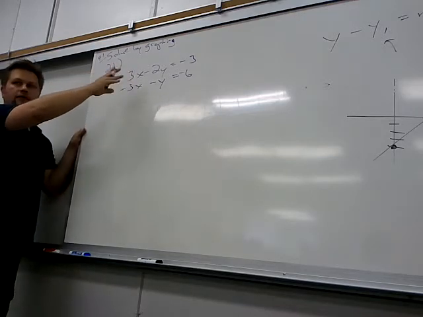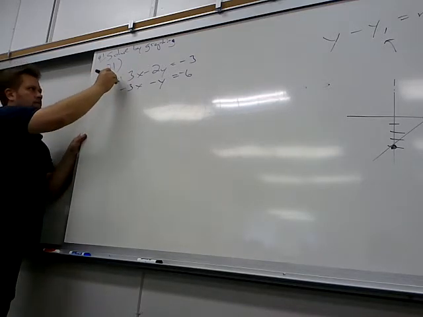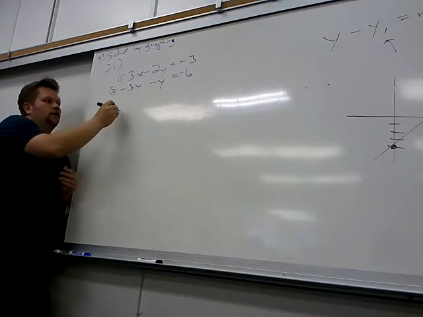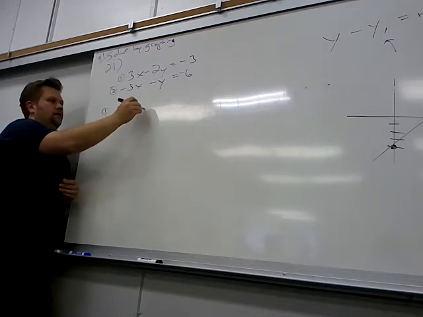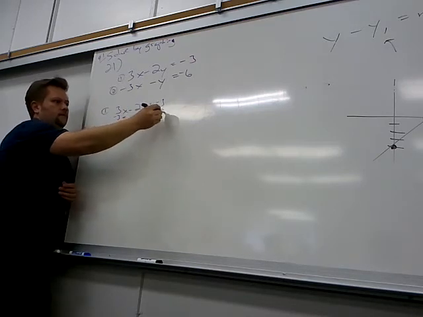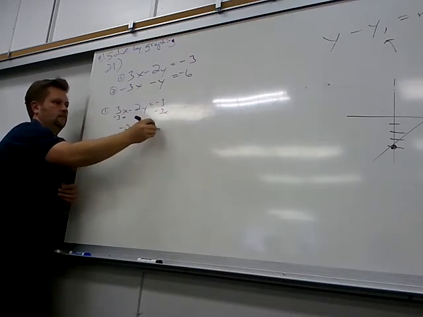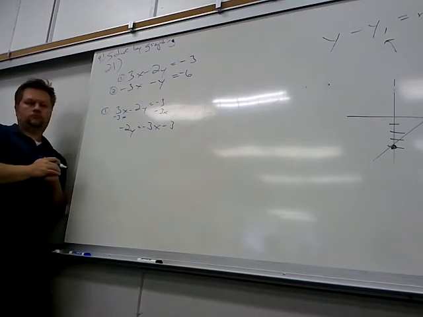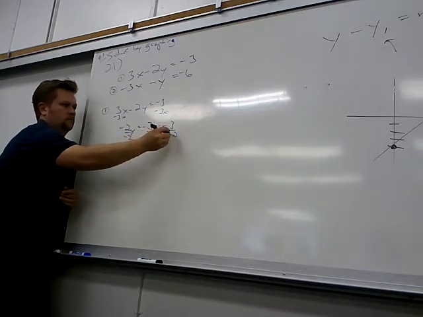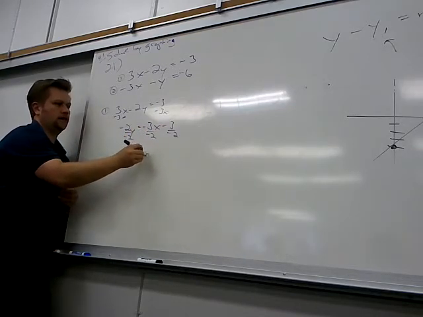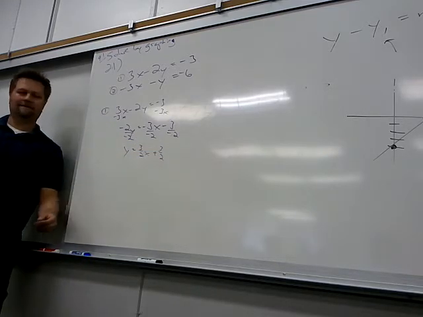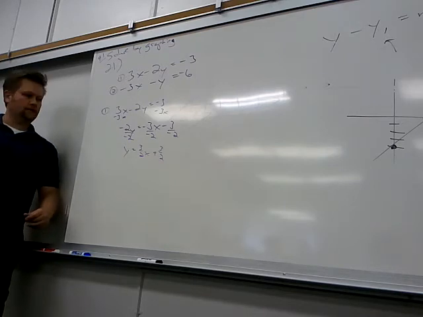So before I go to graph these, what should I do? Solve for y. Here I could subtract 3x. And then divide by -2. So it makes it y equals 3/2 x plus 3/2. That's the evil part. Is it 3/2? Yes. Cool.